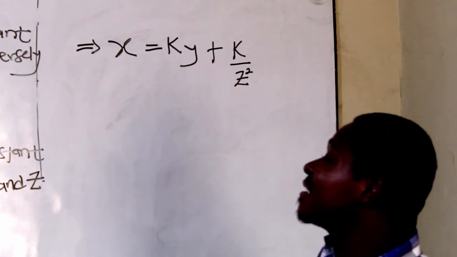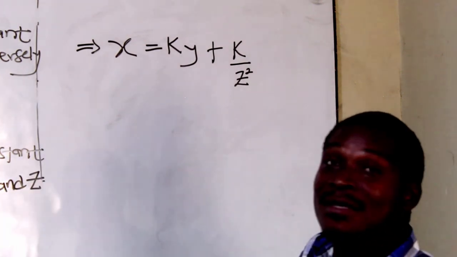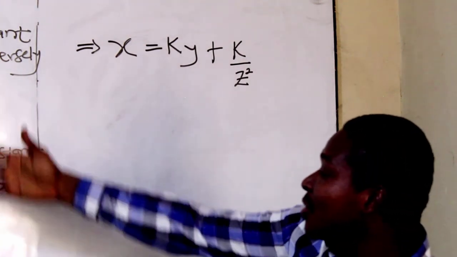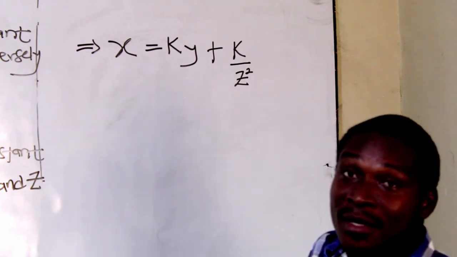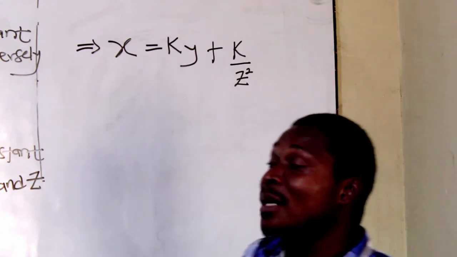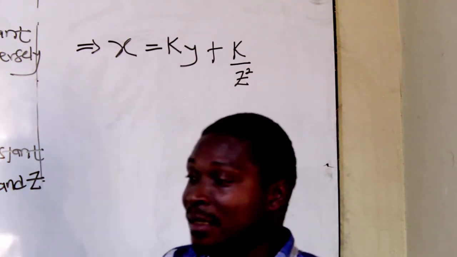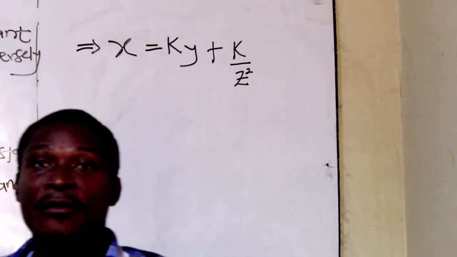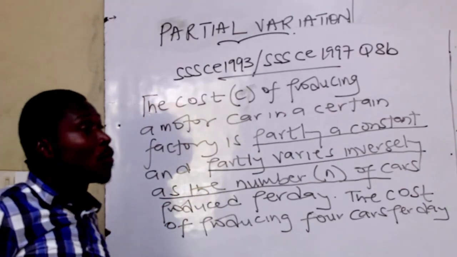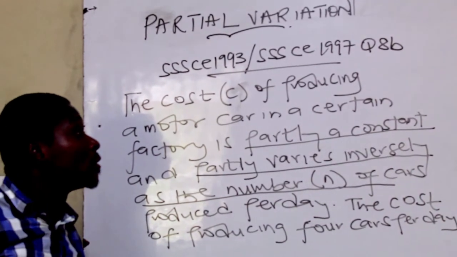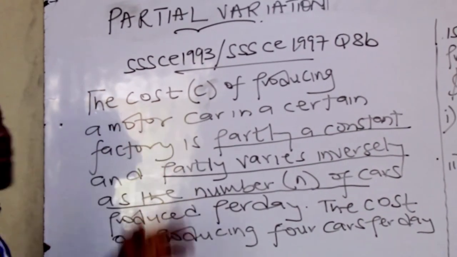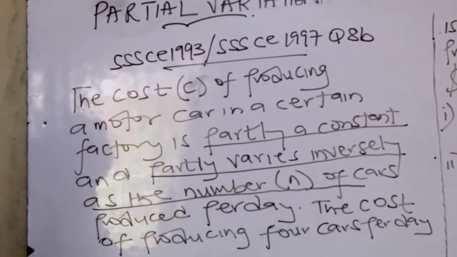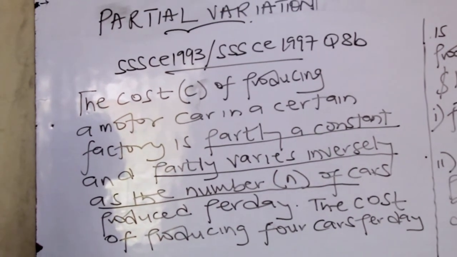You can get questions from any of the parts, whether it is this kind or that, or number, whatever, same thing, right? So let's look at one question on partial variation. There is a question we want to look at on partial variation. It is a sample one question 93, repeated in 1997, question 8b.